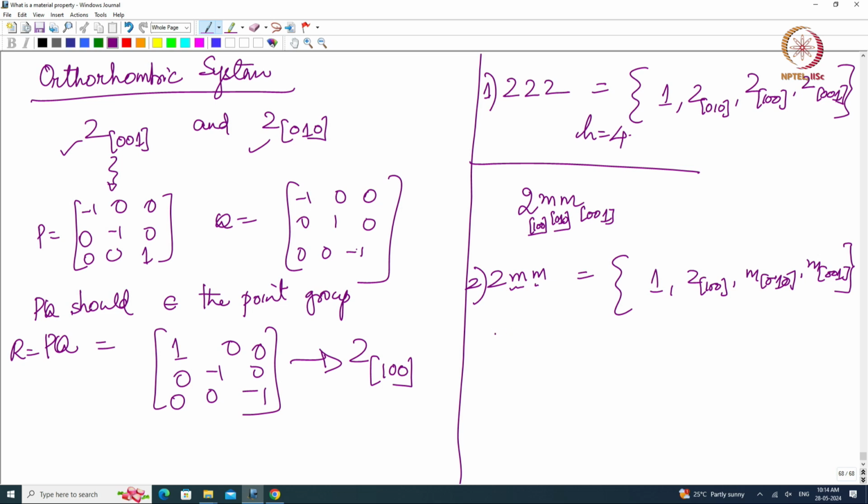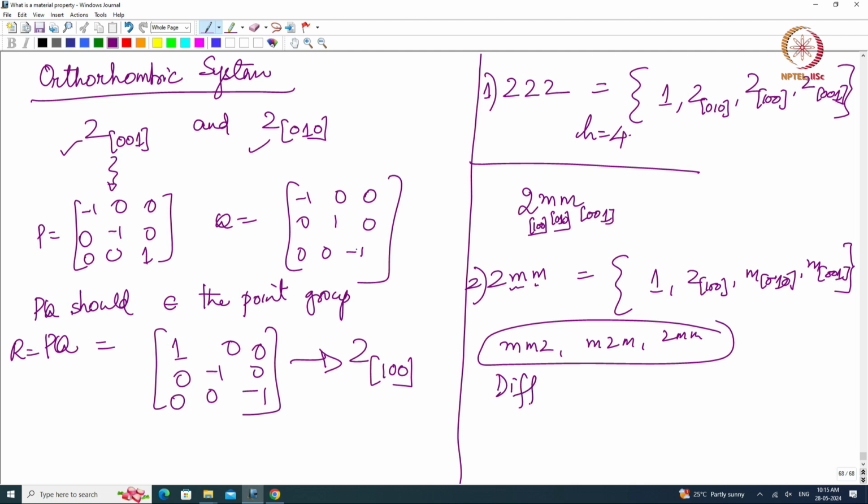Now, depending on the convention or notation, I can have mm2 or m2m or 2mm. These are just coordinate transforms. So, A becomes B, B becomes C, and so on and so forth, right. So, different people use different notations. So one can use mm2, one can use 2mm, but these are all different settings of the same crystal, right.